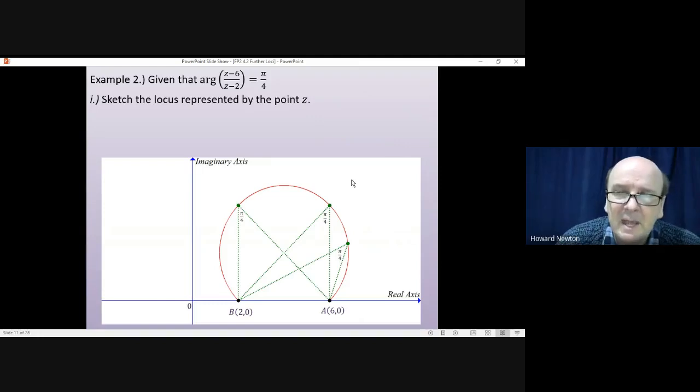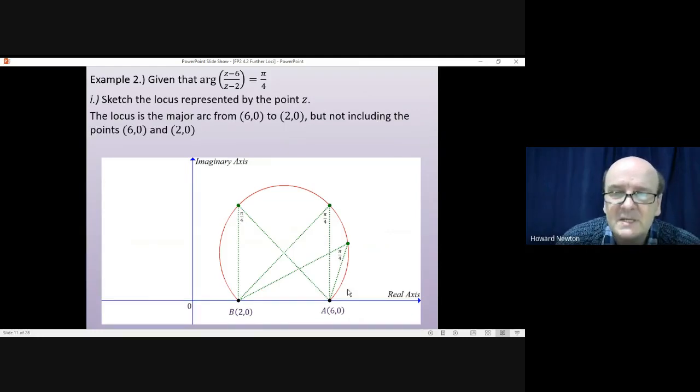We do need to take a little bit of care if you're going to write down exactly what you have. So what we have is the major arc from 6, 0 to 2, 0, but it does not include the 2 endpoints. So you have exactly the same issue as we had with half lines, where the endpoint was not included. It's easier to see why the endpoints are not included here. If you did have the endpoints, you'd just have a straight line. If you just got a straight line, you don't get an angle, so you don't get the pi by 4 radians. So when you write down the answer, you do need to make sure that you make it clear that the 2 endpoints themselves are not included in the locus.